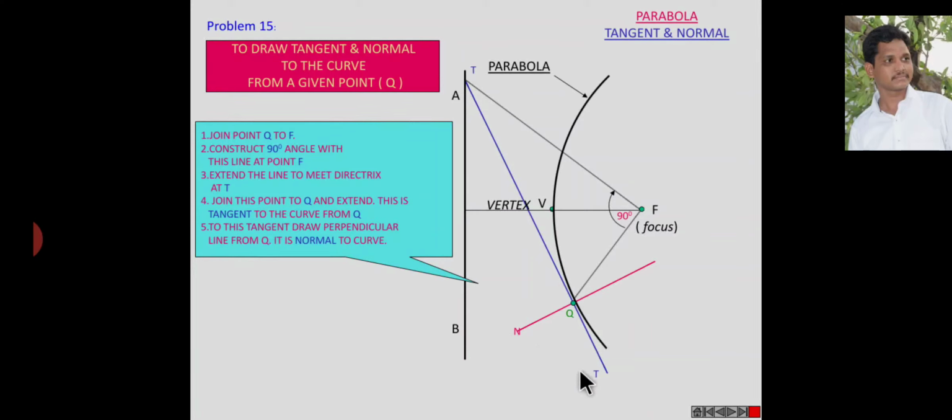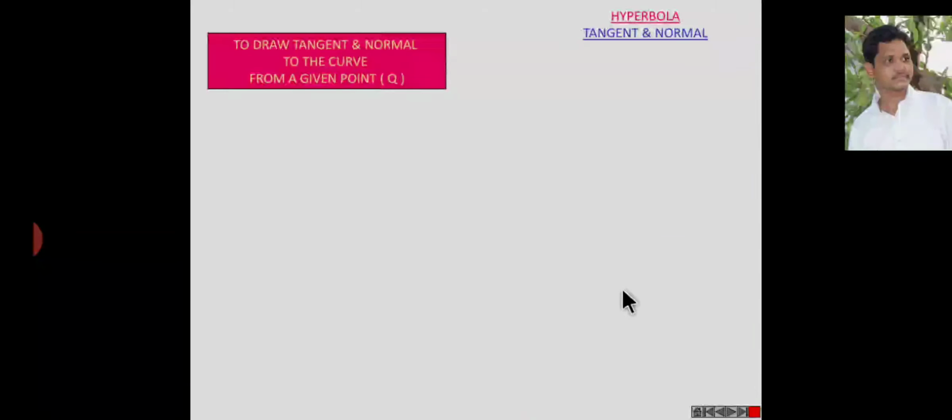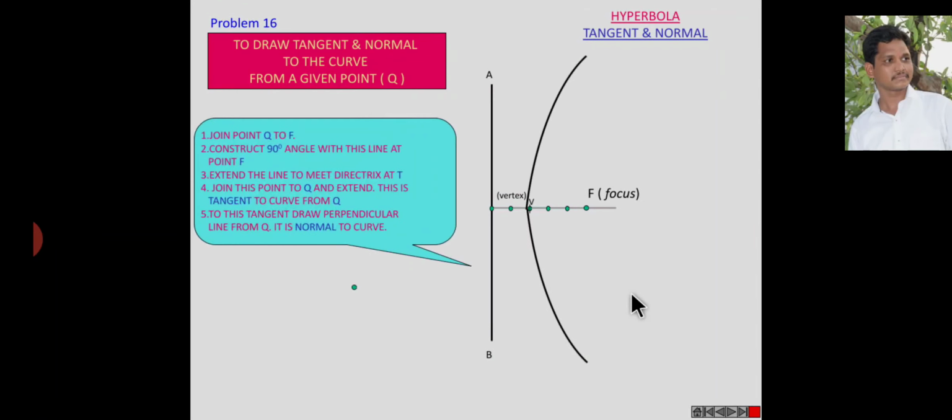This is the normal, this is the tangent line. Same procedure for hyperbola. Repeat the same procedure for hyperbola. This is the normal and this is the tangent.